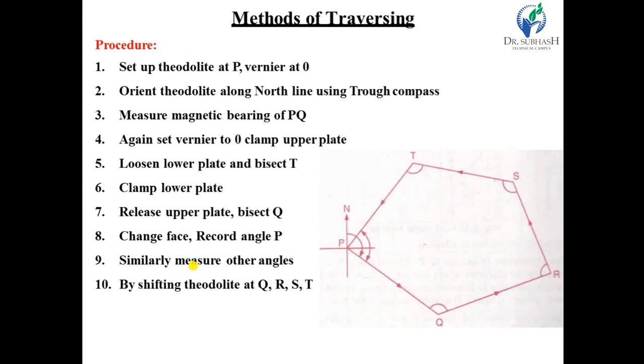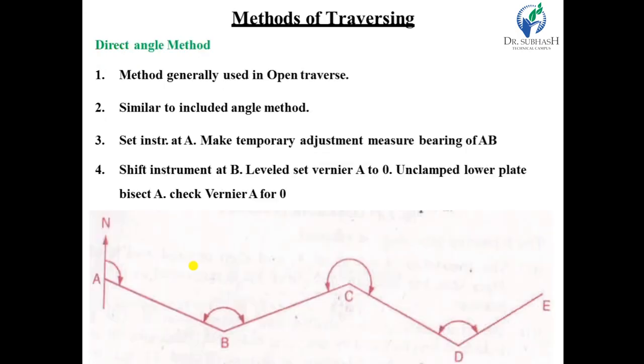Now, the procedure for the included angle method is that first we set up at point P with the vernier at 0. Then we orient the theodolite along the north line using the trough compass and measure the magnetic bearing of PQ. Again set the vernier to 0. Clamp the upper plate, loosen the lower plate and bisect P. Clamp the lower plate, release the upper plate and bisect Q. Change the face and record angle P. Similarly, measure the other angles by shifting the theodolite to Q, R, S and T.